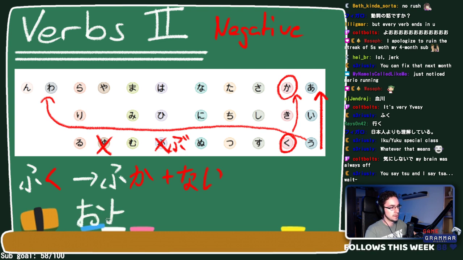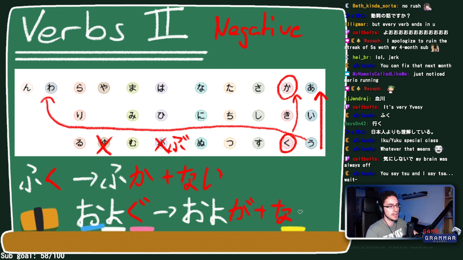oyogu, with the gu here, would probably turn into oyoga, right? If ku turns into ka, then gu probably turns into ga. It makes sense to think like that. Oops, not red. Oyoga plus nai: oyoganai. Not to swim. That's as easy as it is.